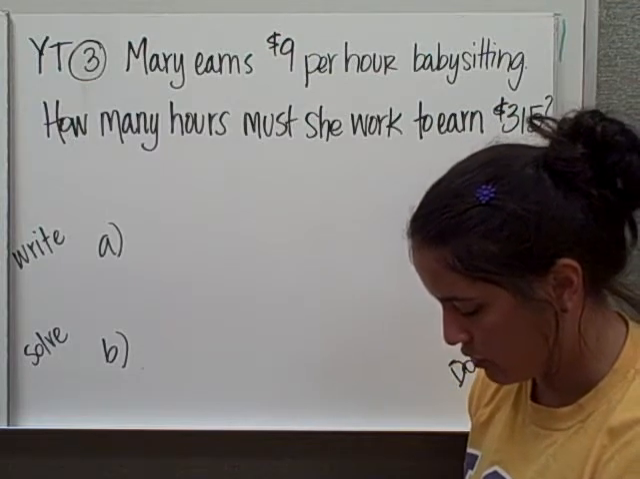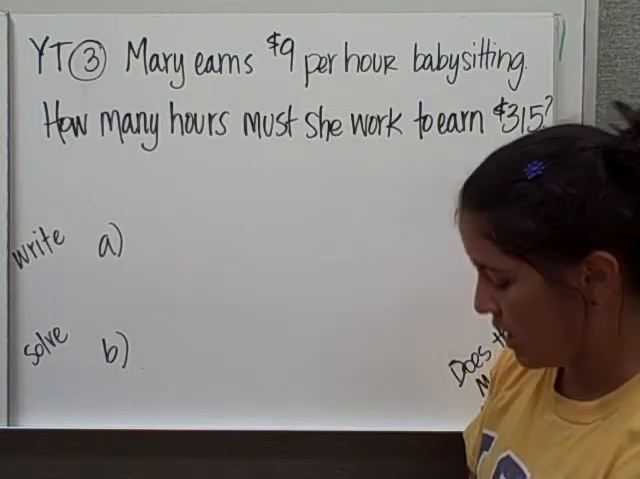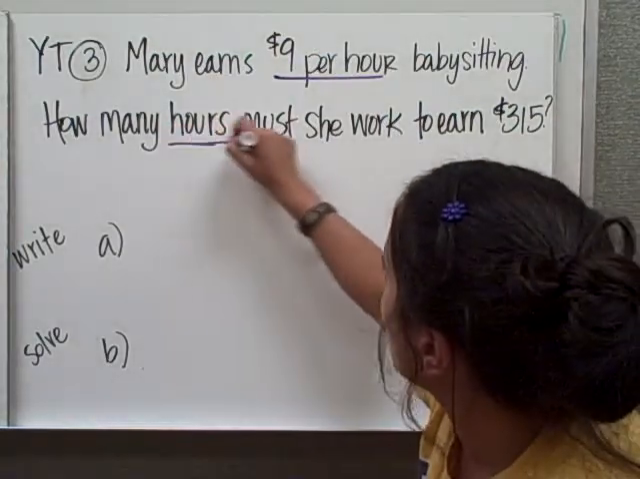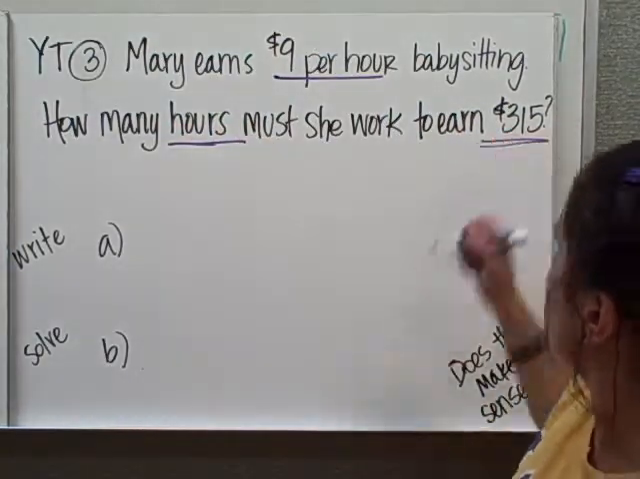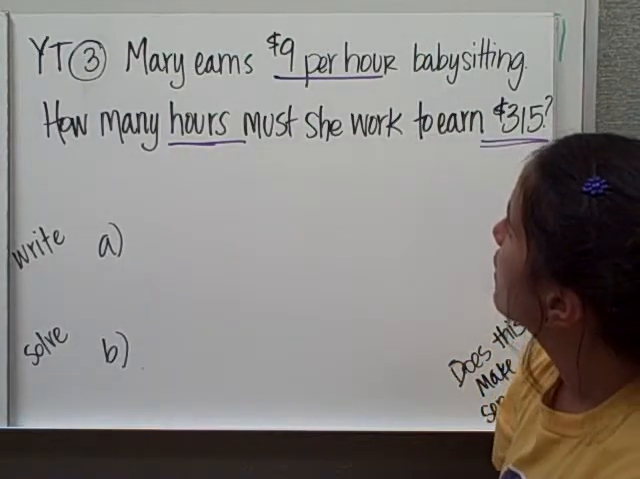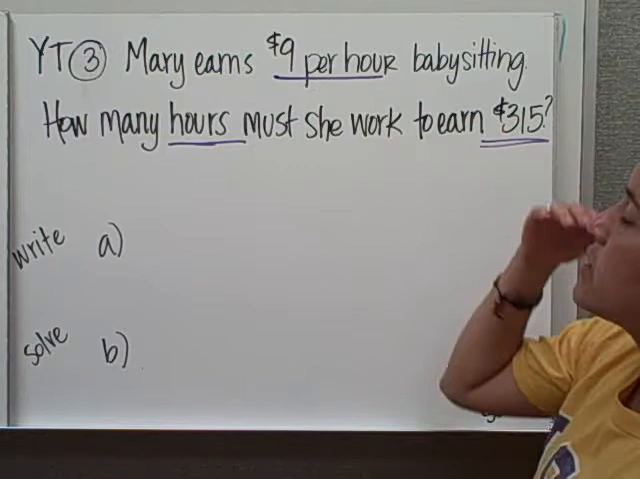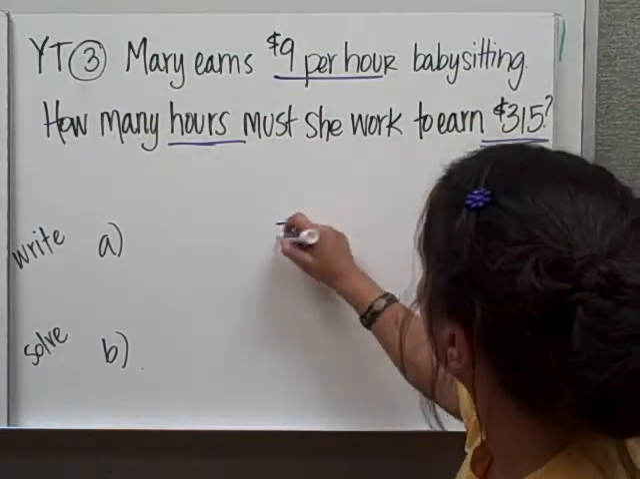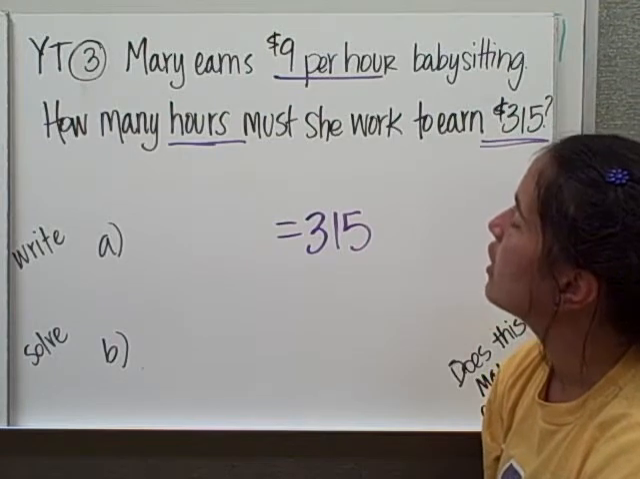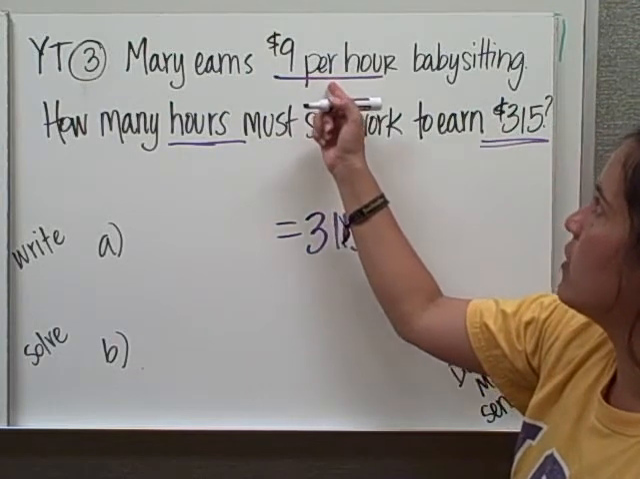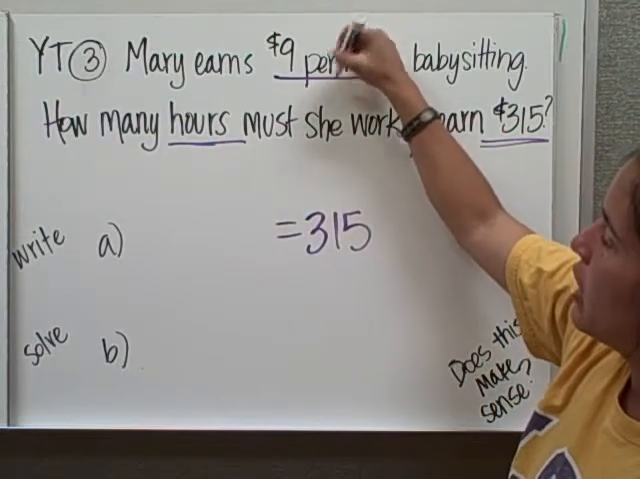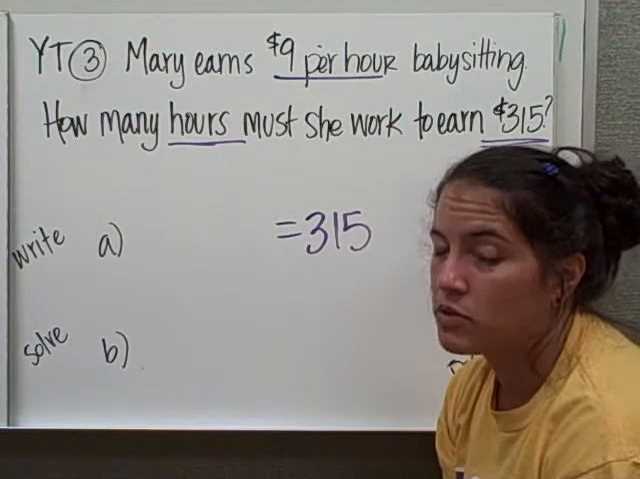So first I like to look for keywords, and I think it's important that she earns $9 an hour. How many hours tells me what we're looking for, to earn $315. And my total, what is my total? What is my goal that we're looking for? Our goal is $315. And how am I going to get that? Well, Mary earns $9 per hour. How many hours does she need to work? Now, if you don't know about this little word per, that little word per typically means multiply.